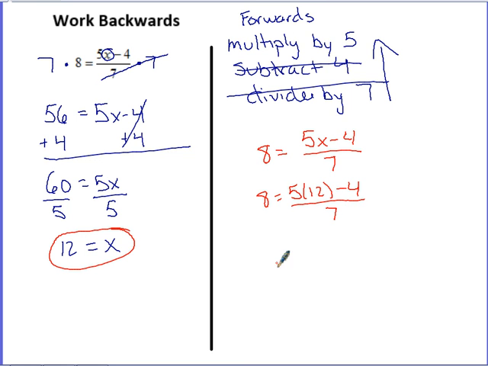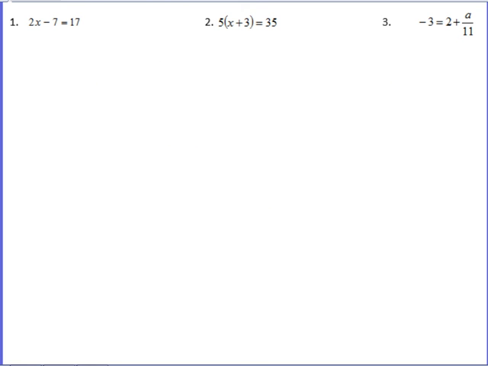All right, and then simplify. So 5 times 12 is 60. 60 minus 4 is 56, and 56 divided by 7 is 8. I got a true statement, 8 equals 8. That means this answer is correct. All right, then we had a lot more examples.